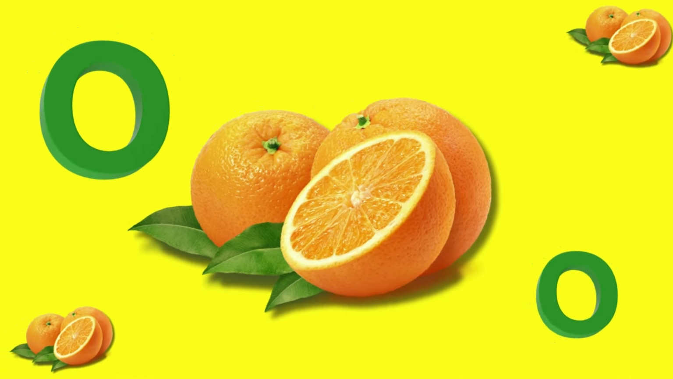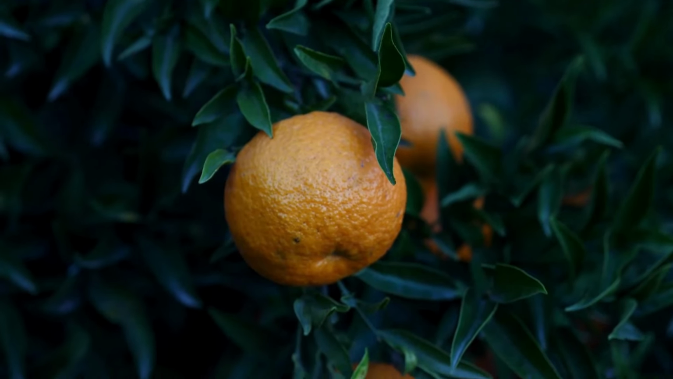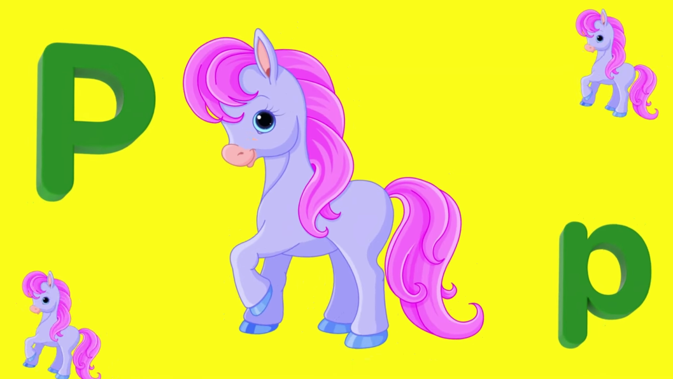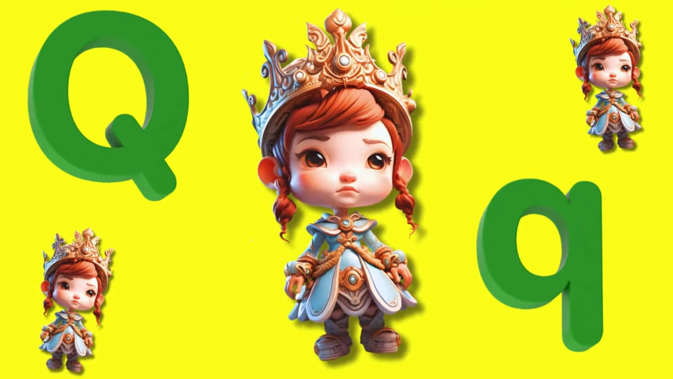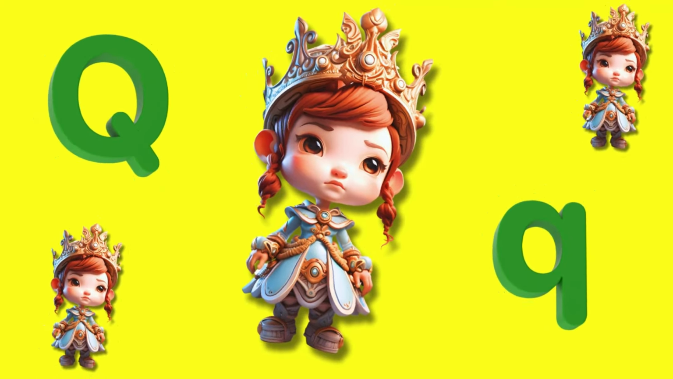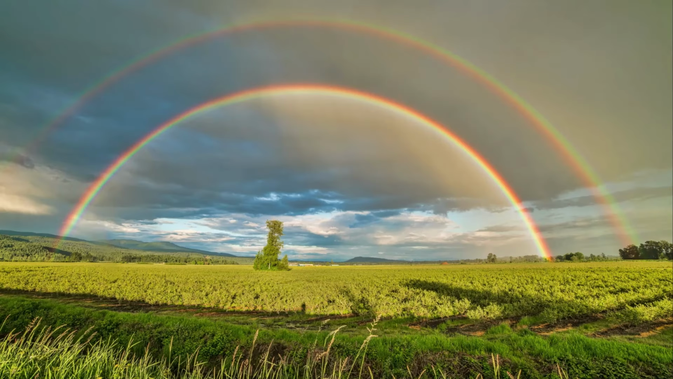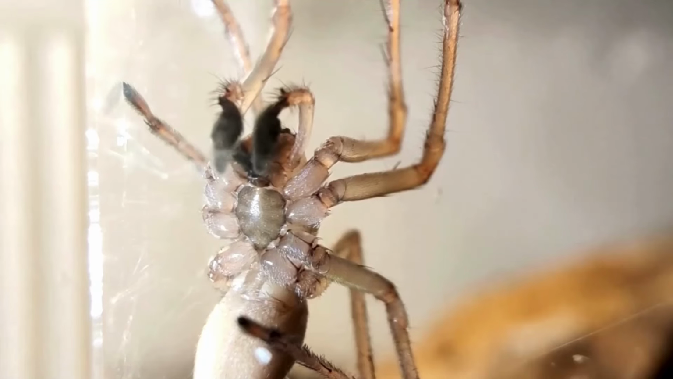O is for orange, o, o, o, o, orange. P is for pony, p, p, p, p, pony. Q is for queen, k, k, k, k, queen. R is for rainbow, r, r, r, r, rainbow. S is for spider, s, s, s, s, spider.